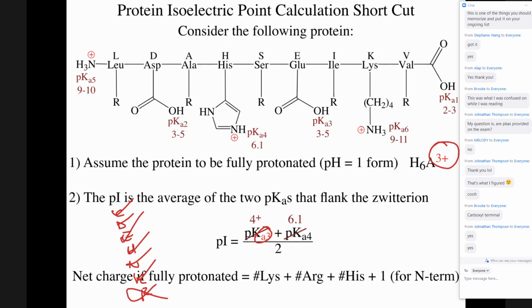So my pK3 was glutamic acid, 4-ish. My pK4, histidine. So how do we read 4 and 6 or 10? 10 cut in half is 5, so it's 5-ish. So if you told me 5.1, 5.2, 5.3, is that close enough for a good answer?